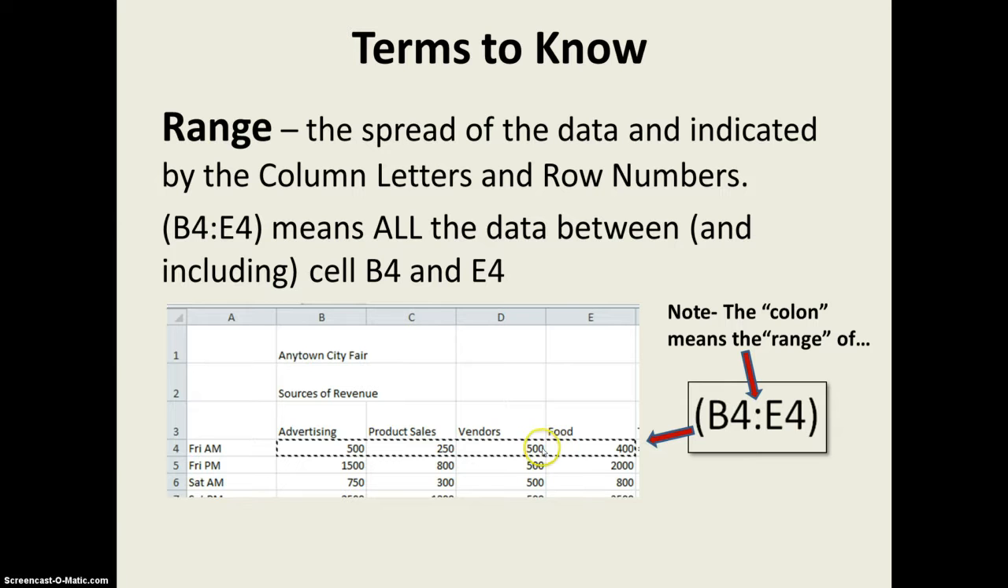We'll discuss that as we get to an example in the unit, and make sure you understand that it includes the cells that are indicated. This is the range of all the values between B4 and E4 and including B4 and E4, and you can see it here, B4 the 500 and E4 the 400, and all the data values between the two.